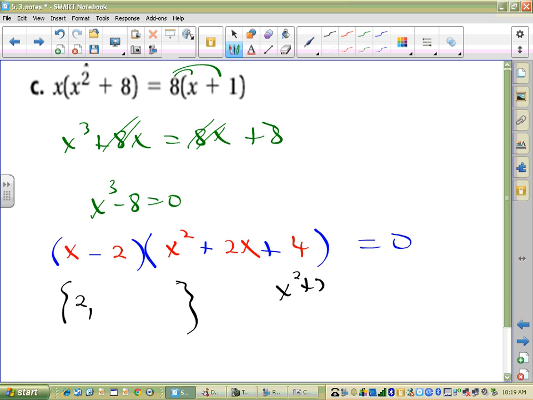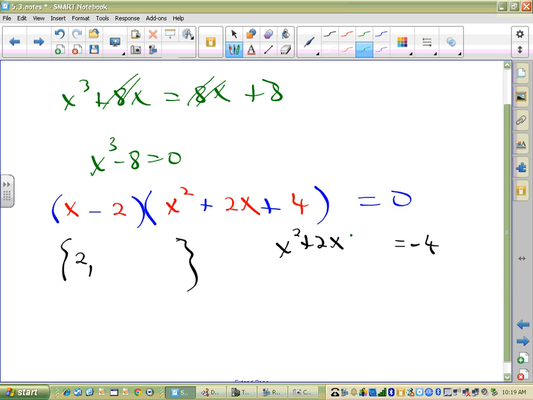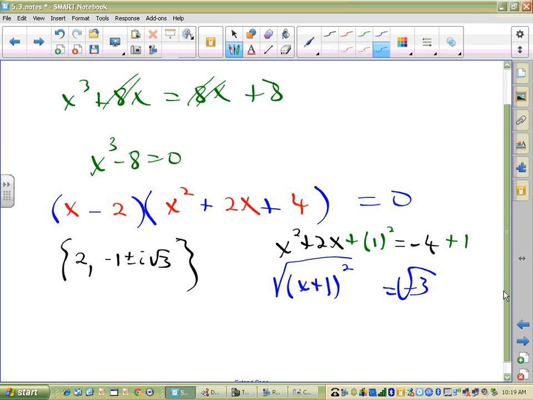x squared plus 2x equals negative 4. Let me try completing the square. Add 1 squared. Add 1. So this is going to be negative 1 plus or minus i root 3 for the other ones. Okay, how'd you get that? Well, let me fill in the blanks. x plus 1, quantity squared equals negative 3. Take the square root, take the square root. x plus 1 equals plus or minus i square root 3, and there you go.